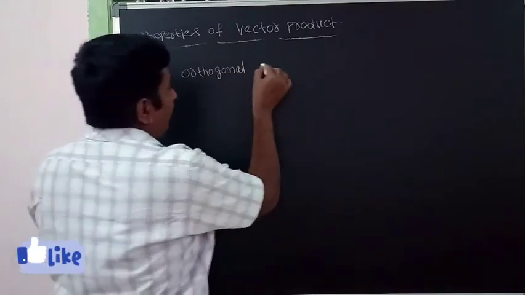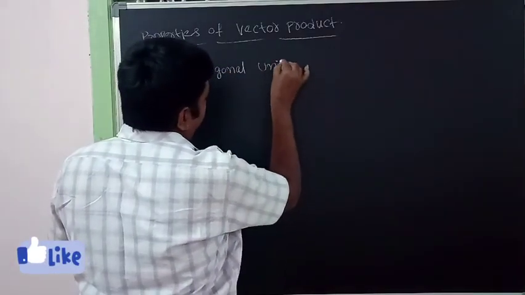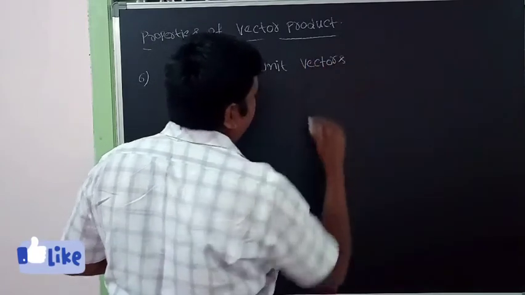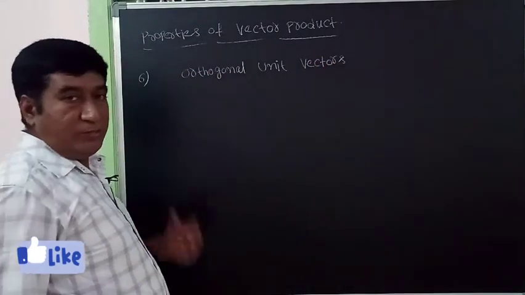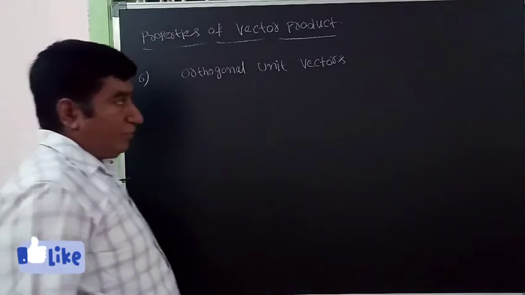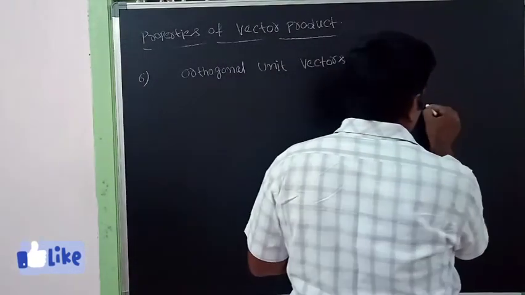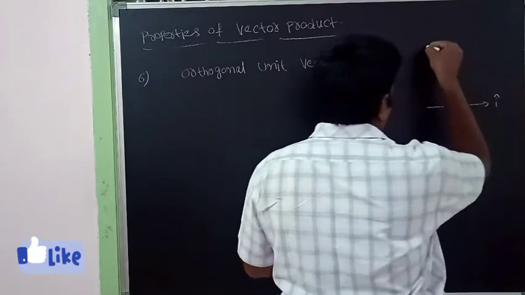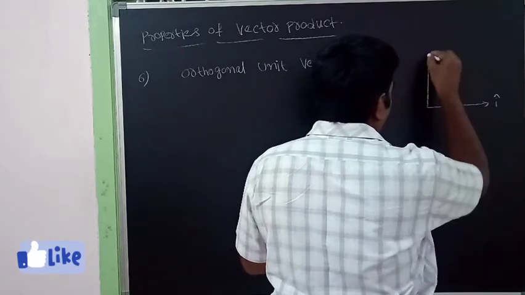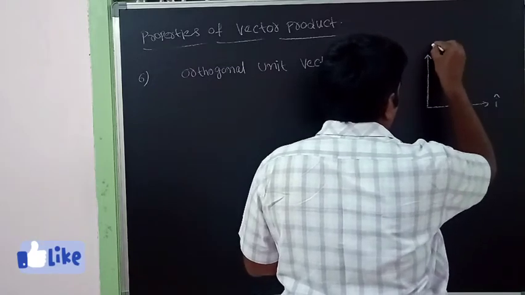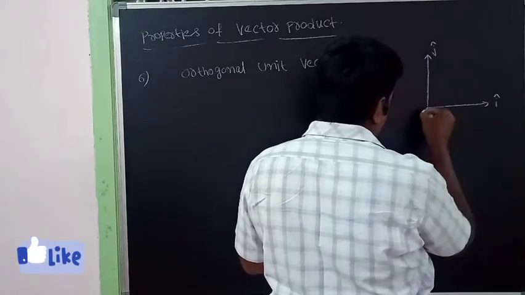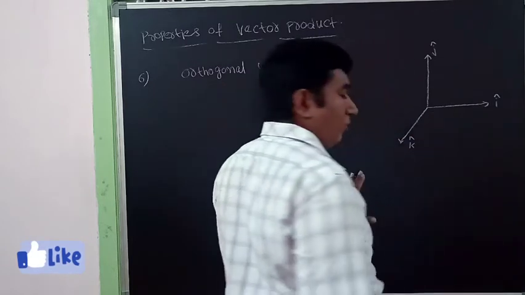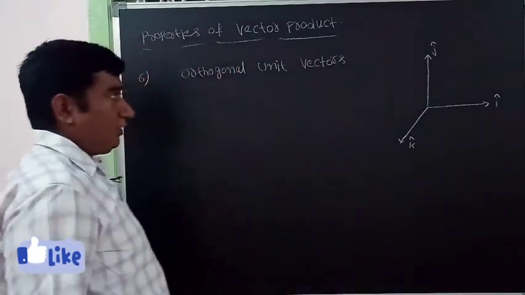Orthogonal unit vectors. Orthogonal means perpendicular to each other. So here I can take this as i cap, with the help of this j cap, then the next one I can take as k cap. Orthogonal means they are perpendicular to each other.